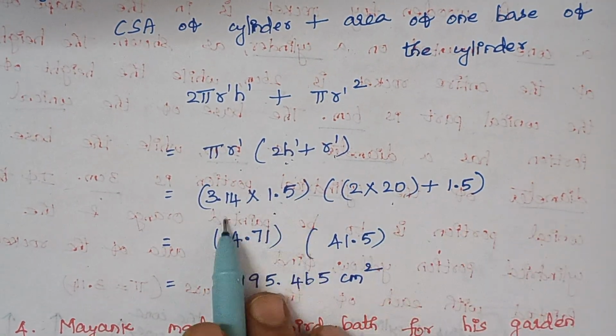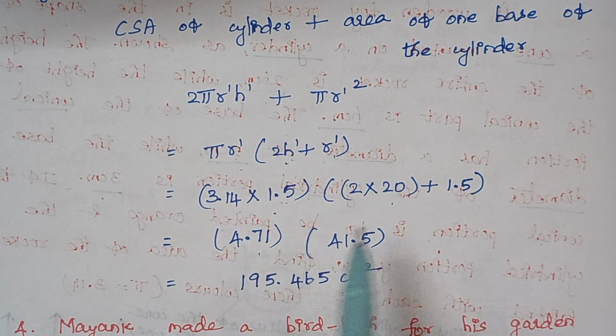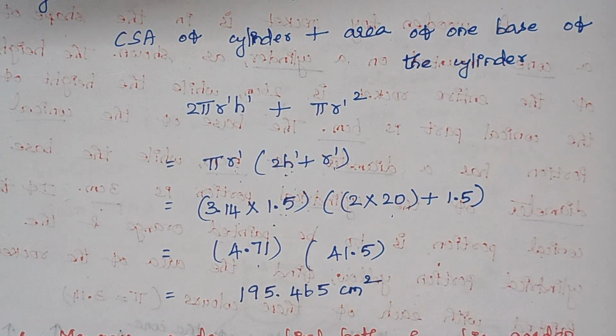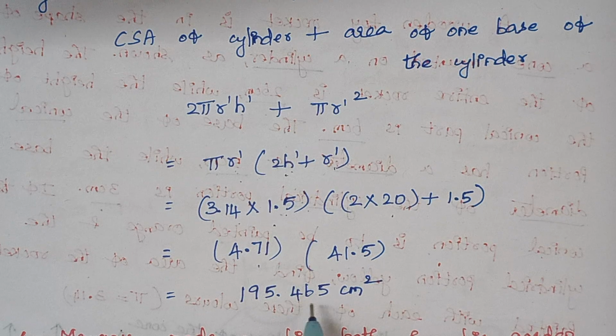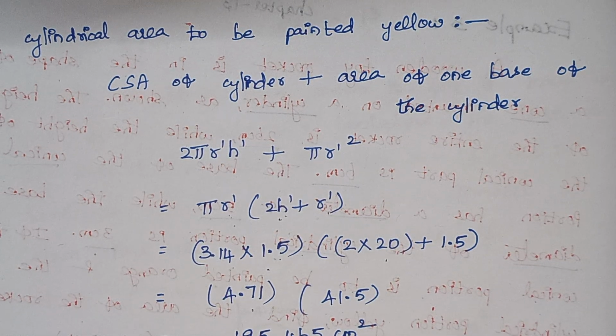Right. So when you multiply 3.14 with 1.5, that gives 4.71, and this term gives 41.5, and finally here the answer is 195.465 centimeter square. This is the area which is to be painted in yellow color.